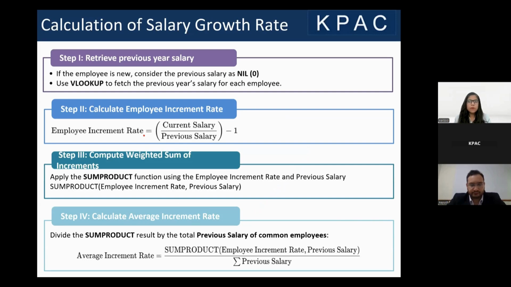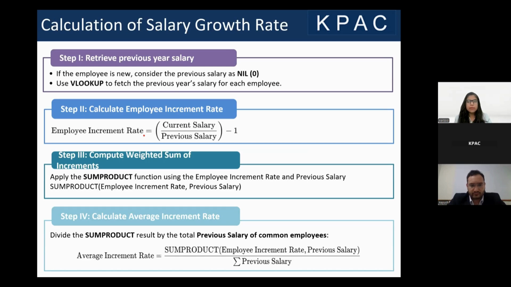Now, the first step here is to retrieve the previous year's salary for each employee. If an employee is new and does not have a prior salary in the system, we treat their previous salary as nil or zero. To efficiently fetch salary details, we recommend using the VLOOKUP function in Excel, which allows us to match employees with their respective salaries from the prior year's database. This ensures that we have a comprehensive data set before moving to the next step.